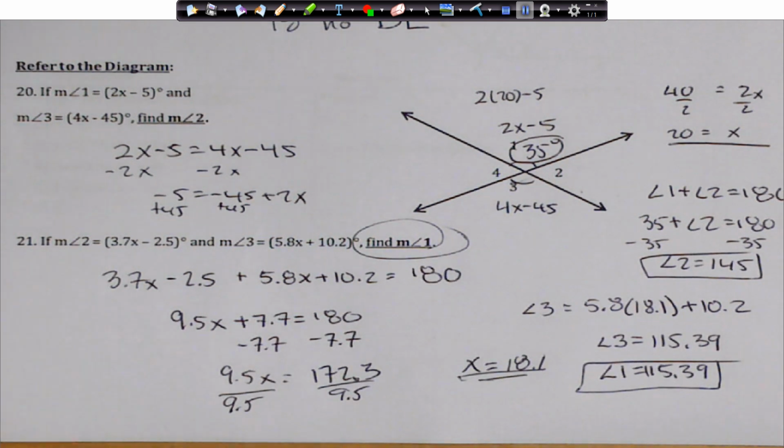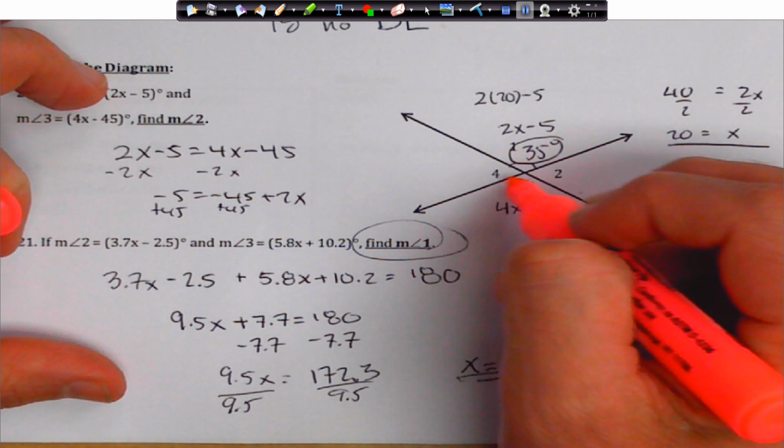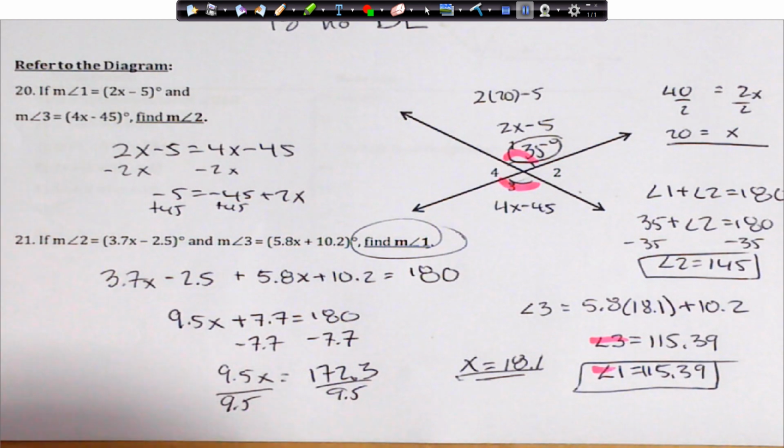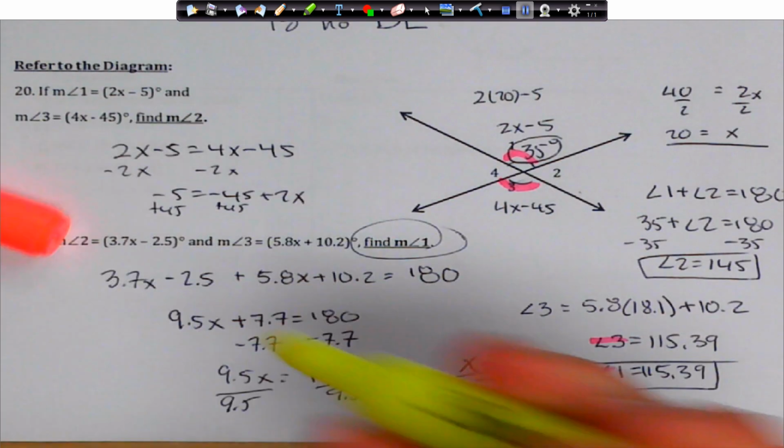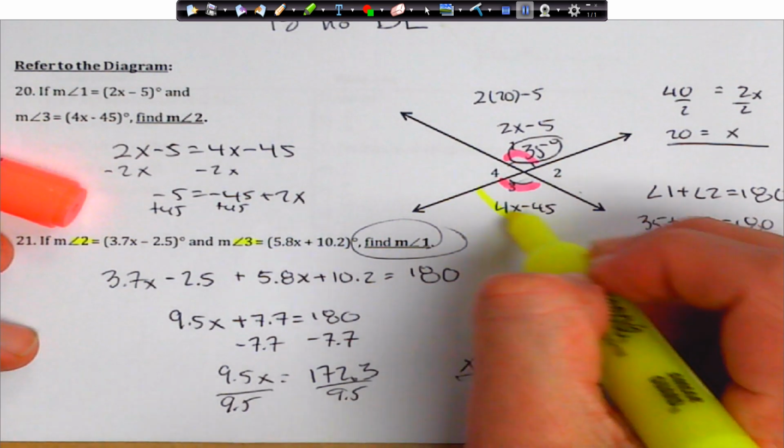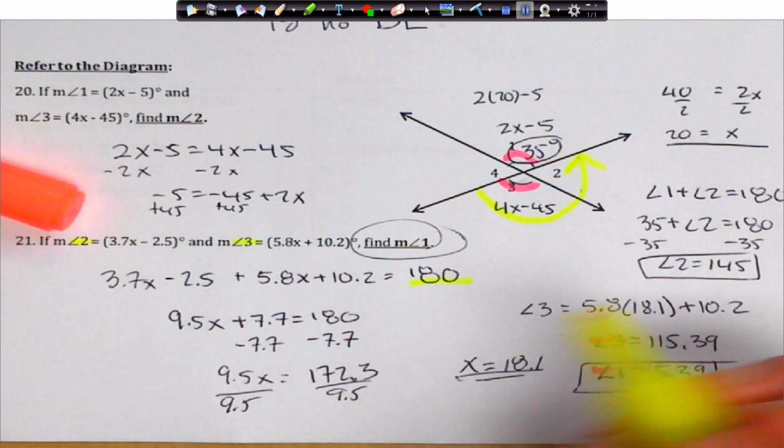Again, 1 and 3 are vertical angles, so that's how I knew they were congruent. And 2 and 3, right? 2 and 3 were 180 degrees. That's how I knew to set it to 180.